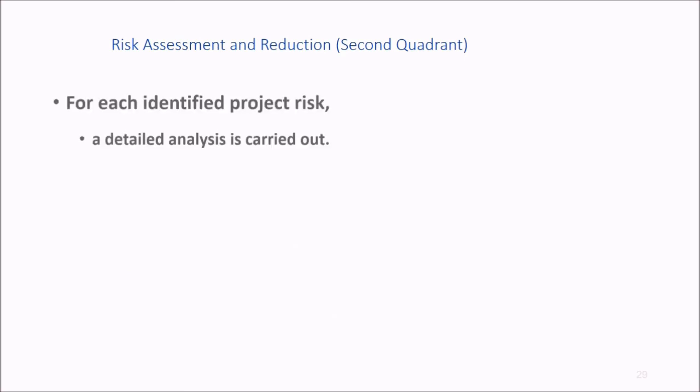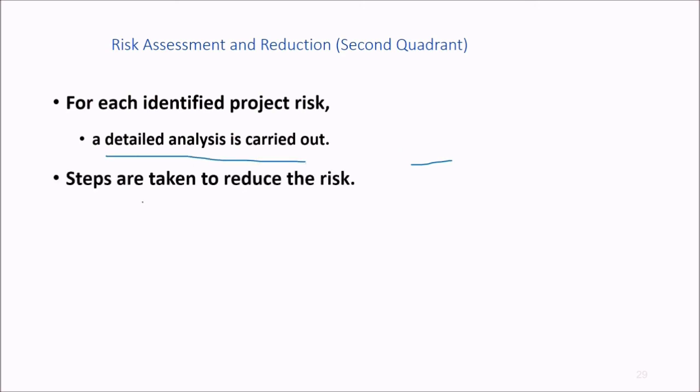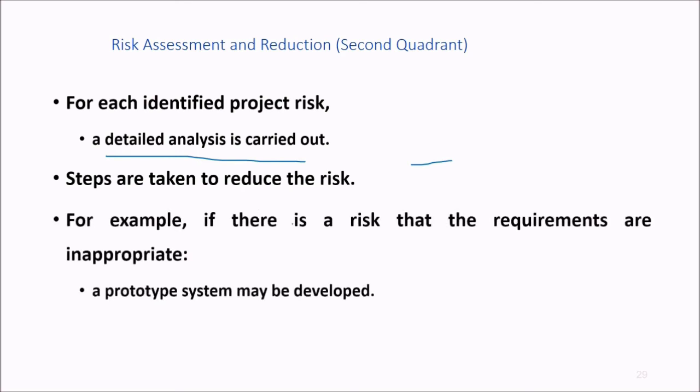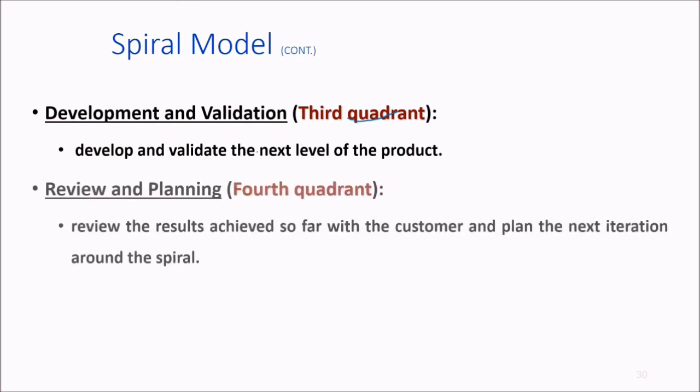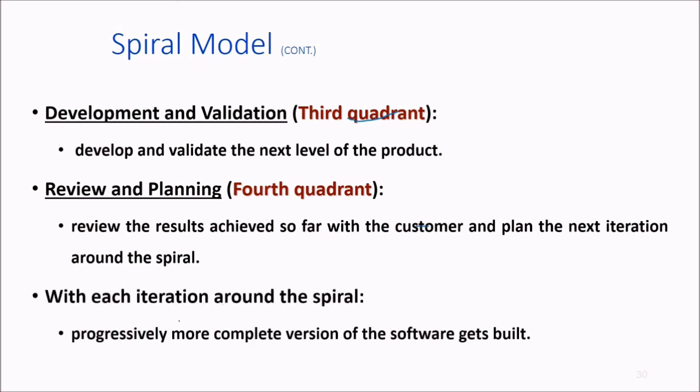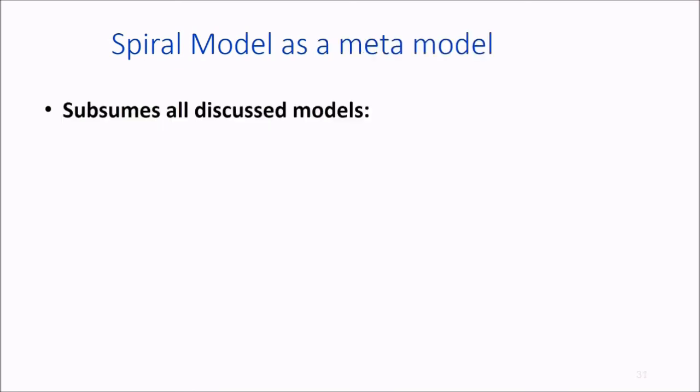What about the second quadrant, risk assessment and reduction? For each identified project risk, we carry out a detailed analysis, and then we take steps to reduce or minimize this risk. For instance, if there is a risk that the requirements are inappropriate, a prototype system may be developed. Then, development and validation, third quadrant: we develop and validate the next level of the product. Then fourth quadrant, we review and plan. We review the results achieved so far with the customer, and we plan the next iteration around the spiral. With each iteration around the spiral, a more complete version of the software gets built.